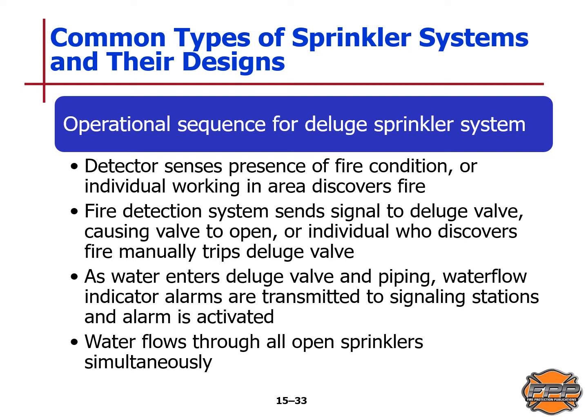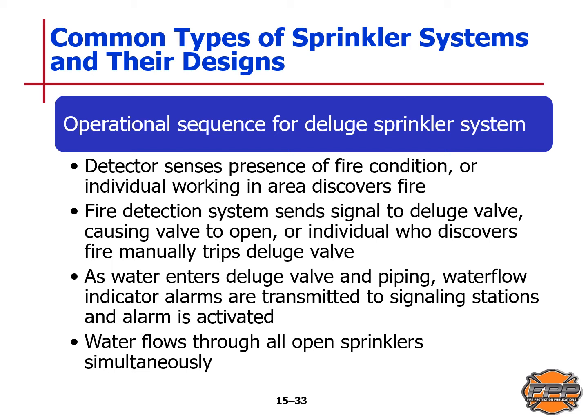Operational sequence for a deluge sprinkler system: direct sensing of a fire condition, or an individual working in an area who discovers a fire. The fire detection system sends a signal to the deluge valve, causing the valve to open, or an individual who discovers the fire manually trips this kind of device.